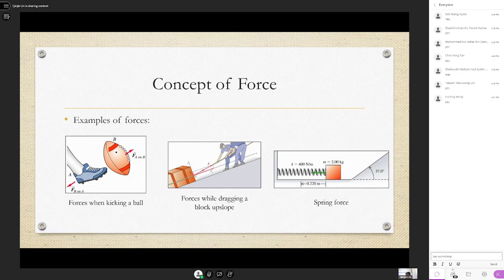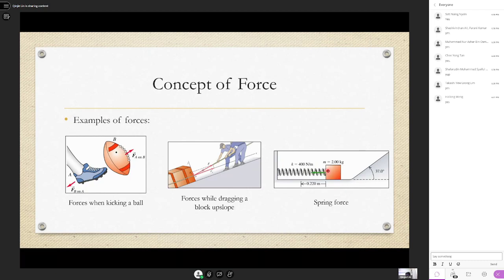Okay, some examples of forces. Forces when kicking a ball: when you want the ball to move, you have to kick it. When you kick it, you apply a force. Then, for example, you are dragging a box up along a slope. You want to drag it up, so you have to apply a force to let it move in the direction that you want it to. And then springs, there is also a force associated with a spring.